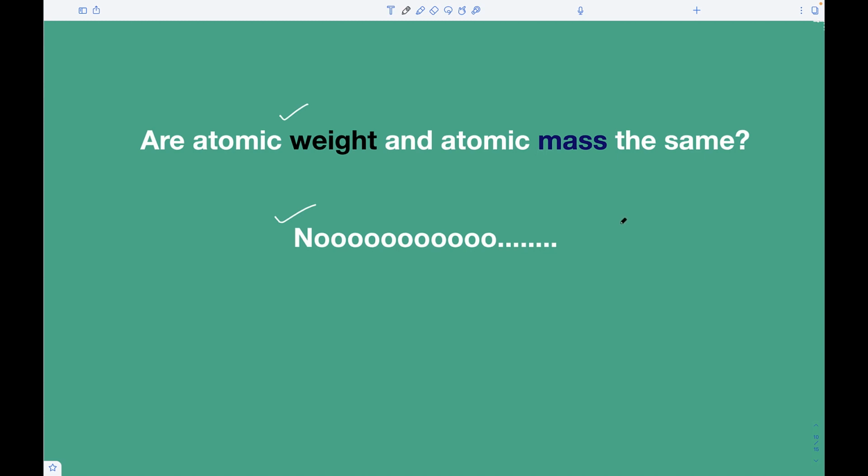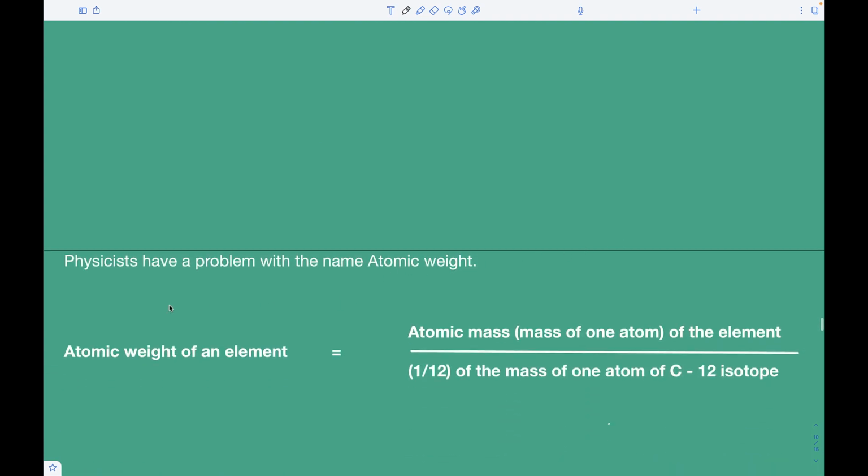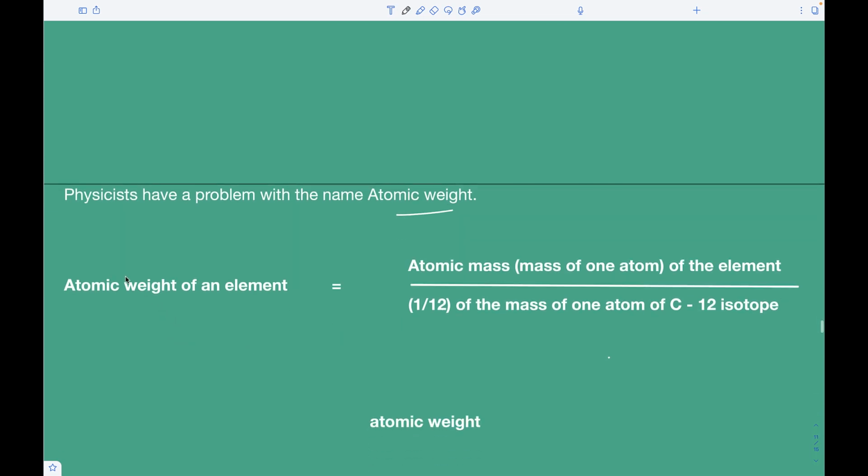Before we end this video, I have one final thing to say. For a very long time, physicists did not like the name atomic weight. See, by this name, one would think that you are talking about the weight of an atom. But see what we have on the right hand side. We have a ratio between two masses. So we are referring to the ratio between two masses by atomic weight, and that is wrong.